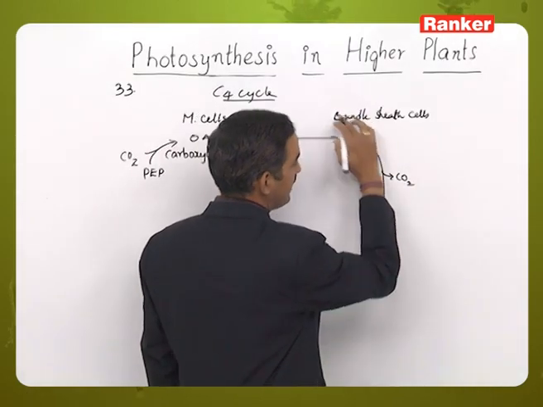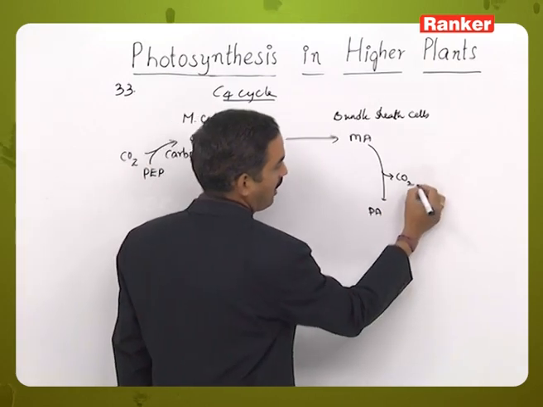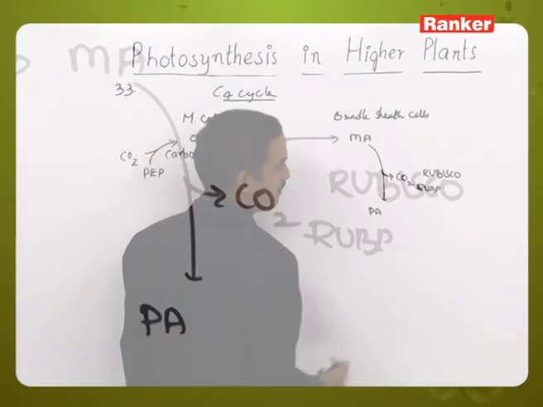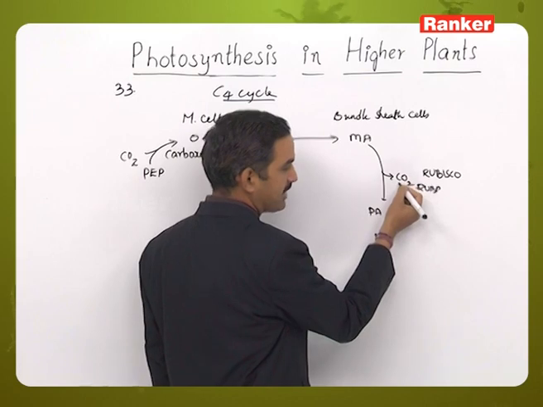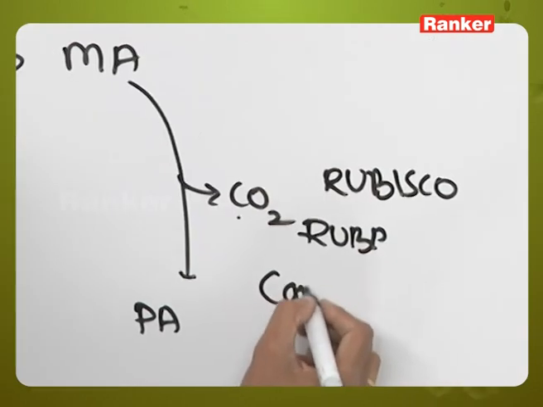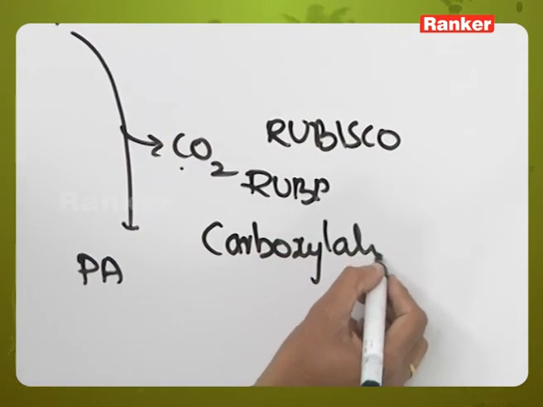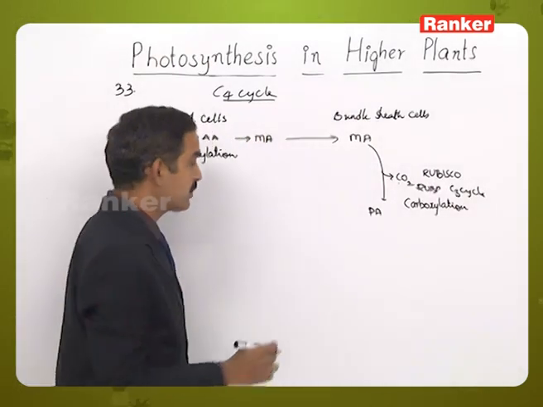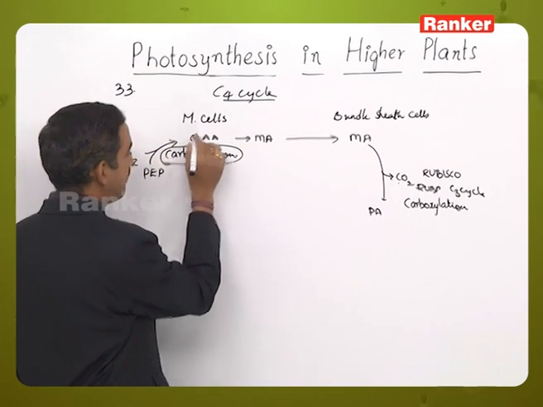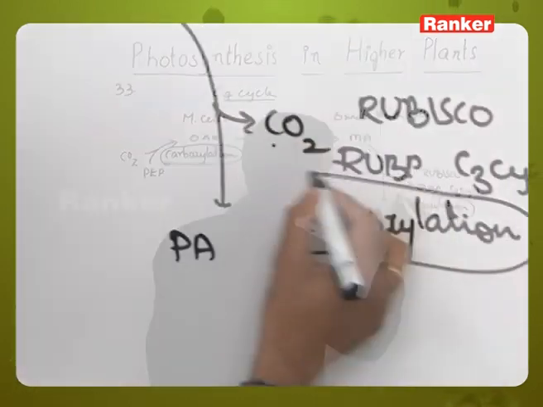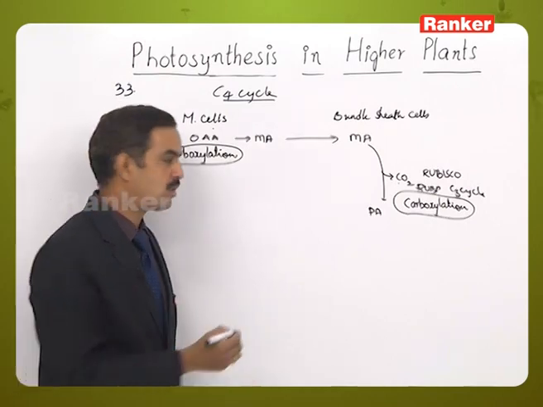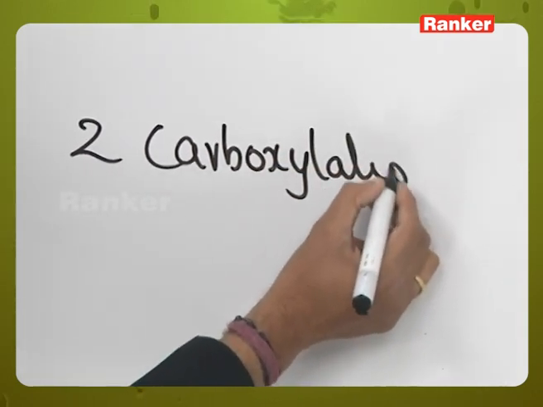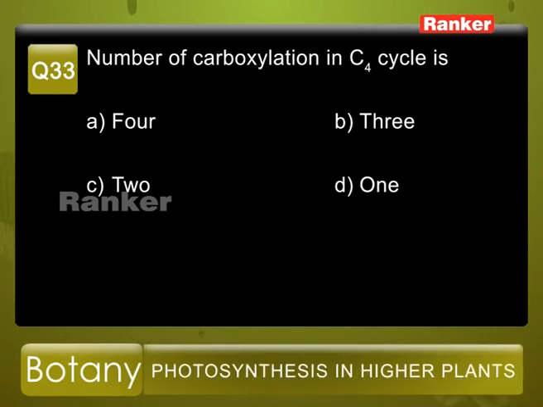The carbon dioxide released in the bundle sheath cells of C4 plants meets RuBP, and the enzyme Rubisco is also present. In the presence of Rubisco, RuBP accepts this carbon dioxide. Accepting carbon dioxide is once again a carboxylation process. So the C3 cycle takes place in the bundle sheath cells of C4 plants. In total, one carboxylation takes place in the mesophyll cells and one in the bundle sheath cells. So in total 2 carboxylations take place, and from the given options, the correct answer is C.